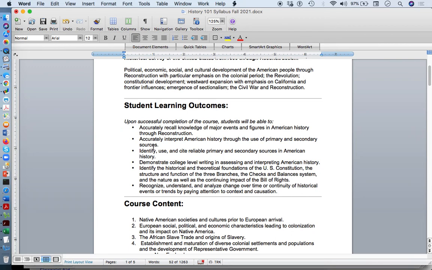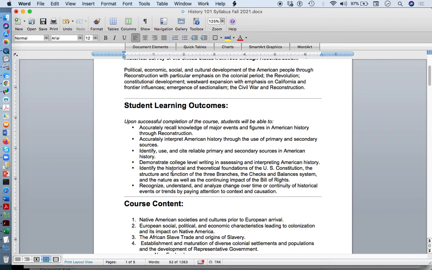And the next student learning outcome is to accurately interpret American history through the use of primary and secondary sources. So you will be doing source analysis, critical analysis of primary and secondary sources. The next outcome is to identify, use, and cite reliable primary or secondary sources in American history. Kind of the same idea as the one I just read.